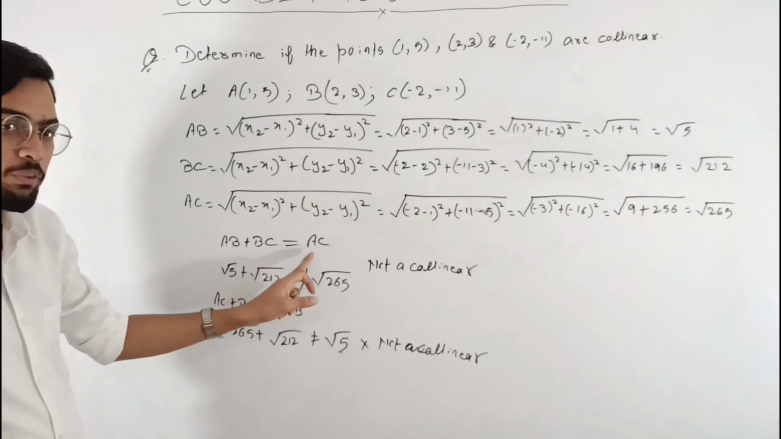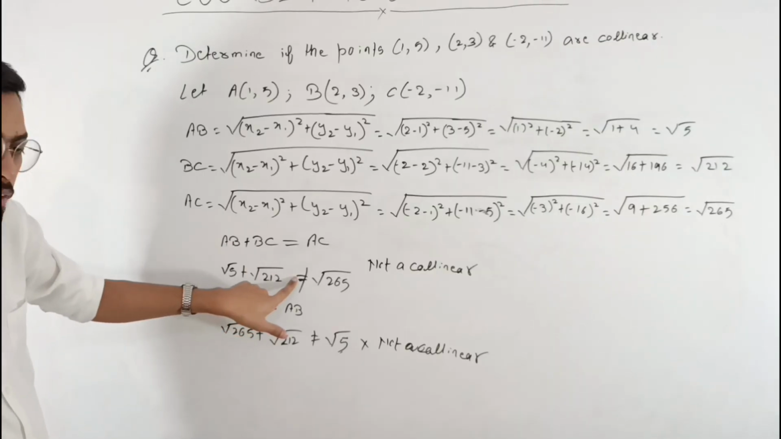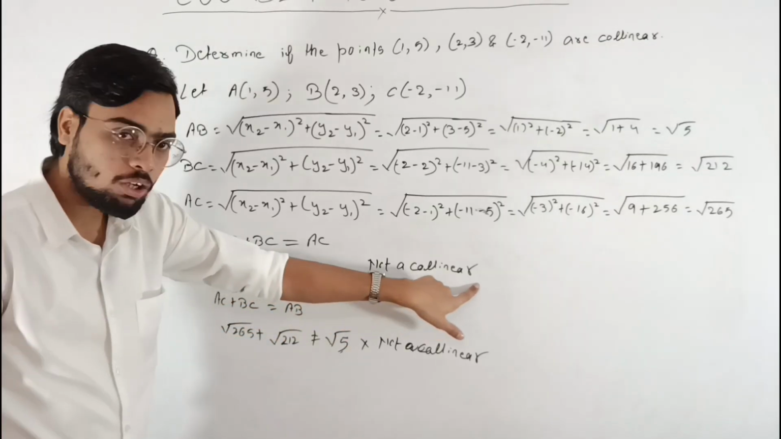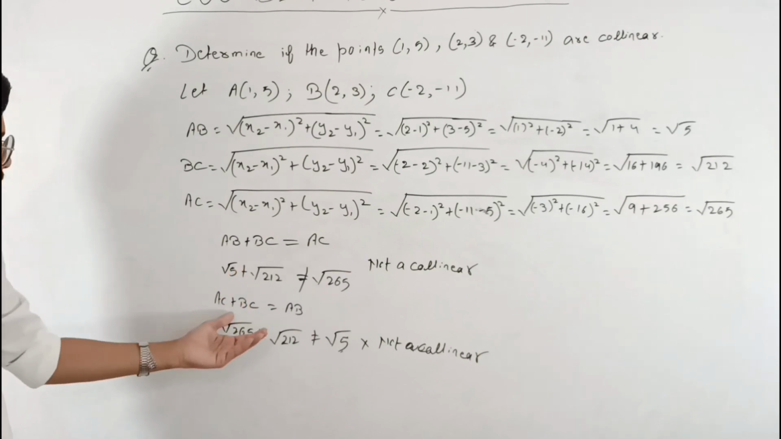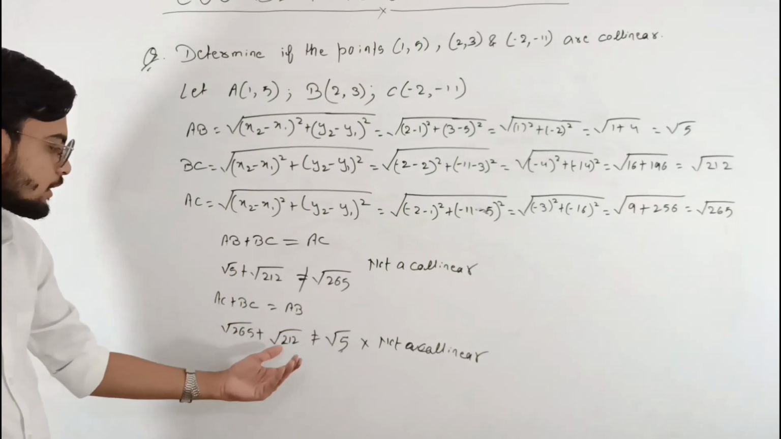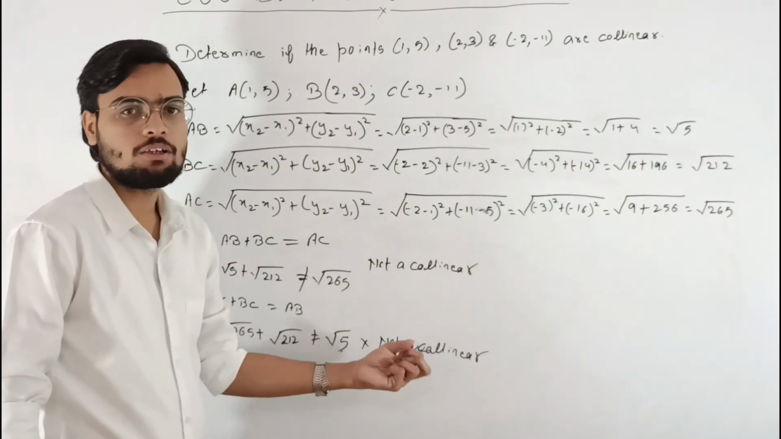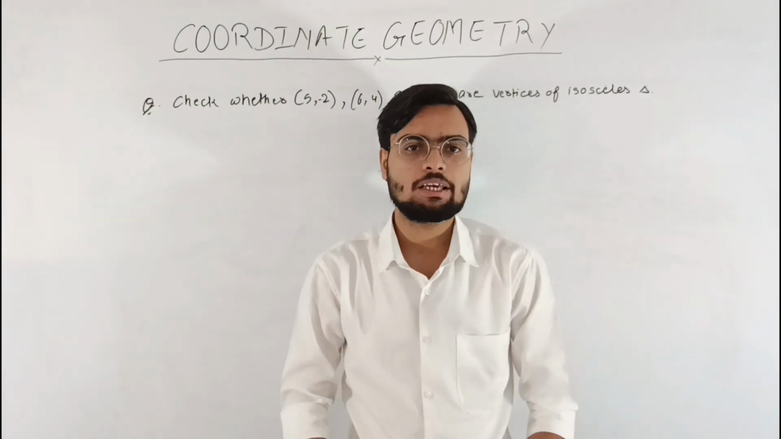If AB plus BC is equal to AC, then this is collinear. Now look, root 5 plus root 212 is not equal to root 265. That's why this is not collinear. Again I compare whether AC plus BC is equal to AB or not. So look here. AC is root 265 plus BC is root 212, which is not equal to root 5. Then again these are not collinear. Okay. Now let's move towards our next question.